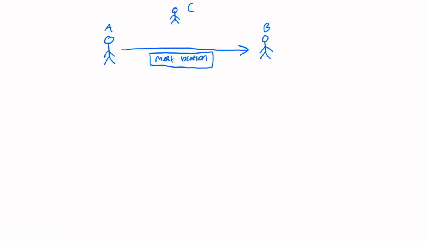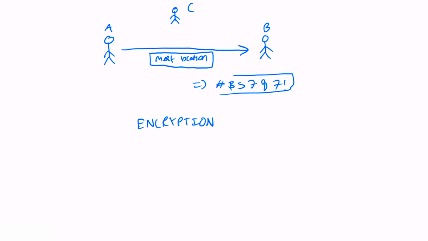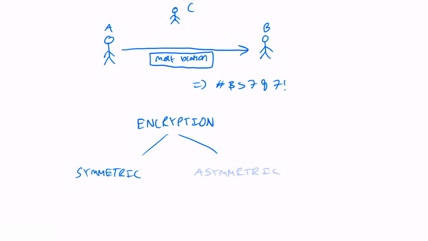So we need what's called encryption. And what encryption does is it takes your message and it transforms it by scrambling it into a random set of characters. So if C were to see this going across the internet, they would have no idea what it is, and then B can decrypt it. Now, there are two ways to go about doing this. There is symmetric encryption and there is asymmetric encryption. And we're going to see what both of these do.